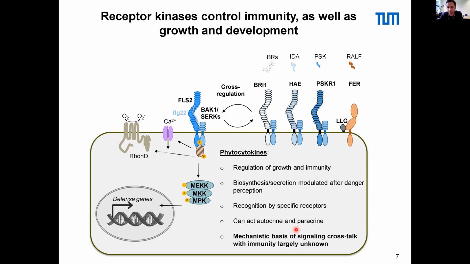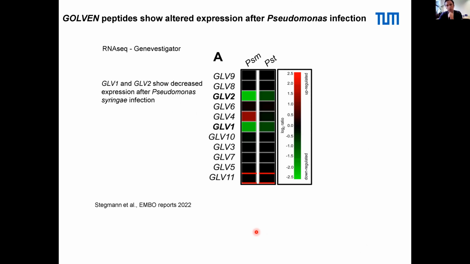But importantly, the mechanistic basis of signaling crosstalk of these phytocytokine pathways with innate immunity remained largely unknown. So upon starting my own group now, I was first interested to identify novel types of these phytocytokines and then use them as a molecular toolbox to study their signaling crosstalk with immunity.